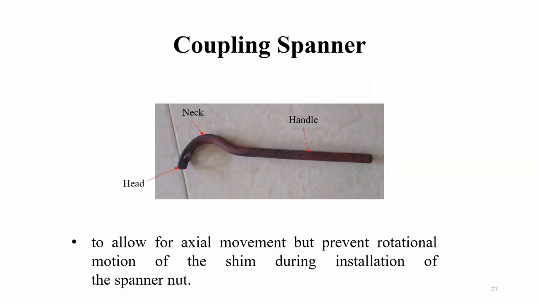Other one is coupling spanner. This one you utilize to prevent the rotational movement. That means it is utilized in holding the spanner nut in a fixed form, fixed nature, and it allows the axial movement to prevent the rotational movement. That means it just allows penetration, not movement to the other side.